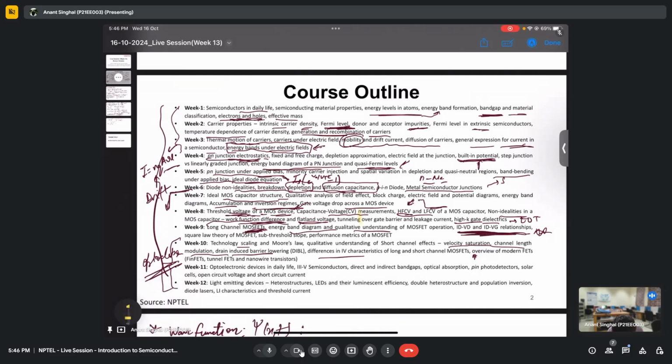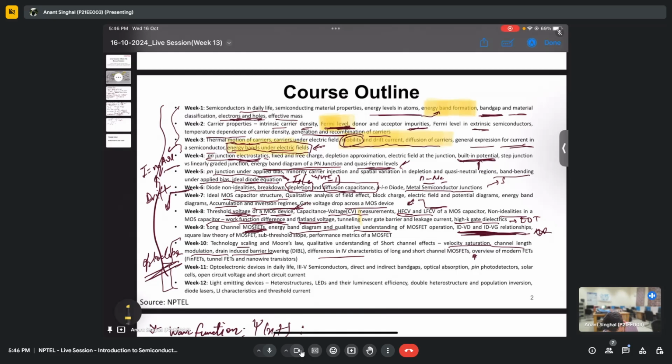Let me quickly highlight for each and every week. In this one, it was the energy band formation, how the bands form. For week 2, everything is important. I'm just trying to give you the more important aspects: how the Fermi level has come, and even if you know the Fermi levels, then the motion of carriers, that is drift and diffusion of carriers. If you know the derivations behind it, you will be able to do it. And again, the energy bands.